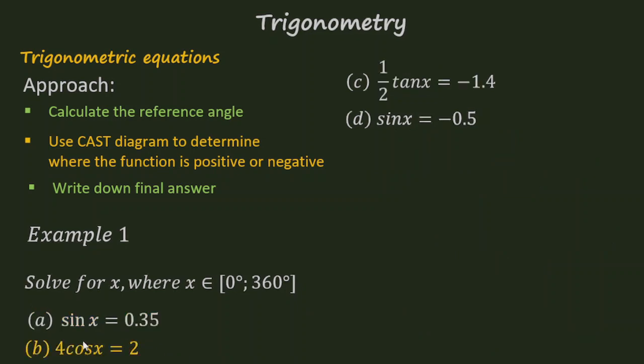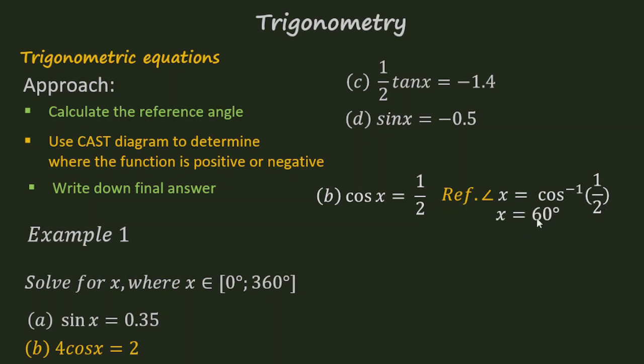We said in order to solve a trigonometric equation, you must only have one trigonometric ratio on the left. It must not have coefficients, just the trigonometric ratio. So we have to simplify this, and we take 4 to the other side. Then we have cos x on the left equals a half. Then we find the reference angle. Shift cos 1 over 2. That will give us 60 degrees.